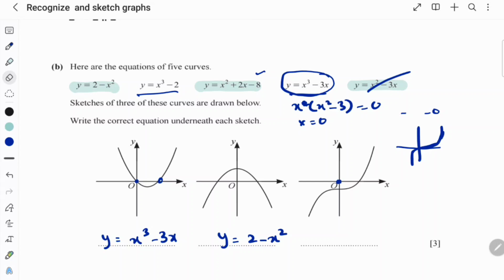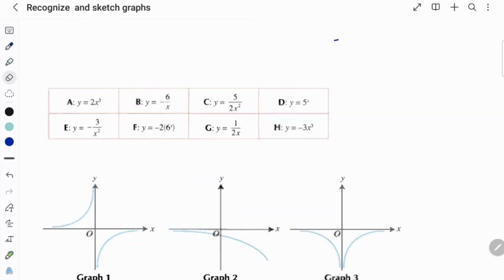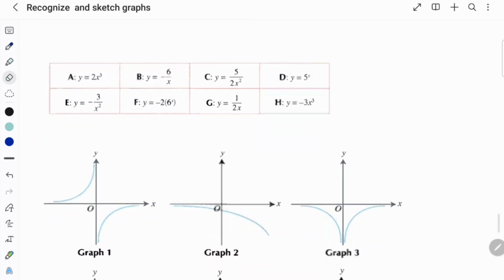So x cube minus 2 will be the answer for this part. I hope you understood. x cube minus 2 is the answer, and it's a 3 marks question. This question is in the book, and we have to check which equation will go with which graph.